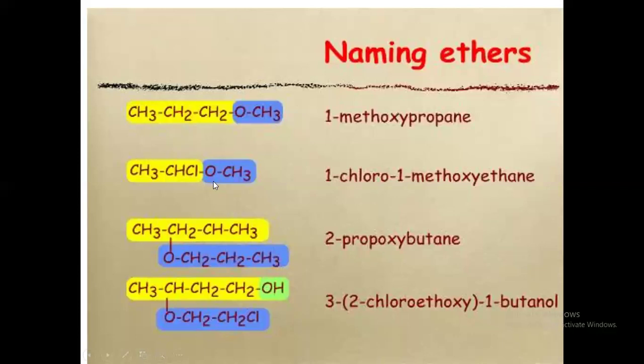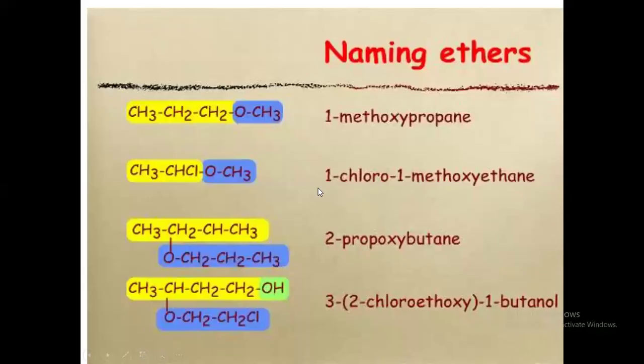So you look at it again here. This is the smaller one. That's why it still takes the oxygen, methoxy. And then this is a chloroethane. Again, this methoxy is on carbon 1. The chloro is on carbon 1. That is why it's 1-chloro-1-methoxyethane.